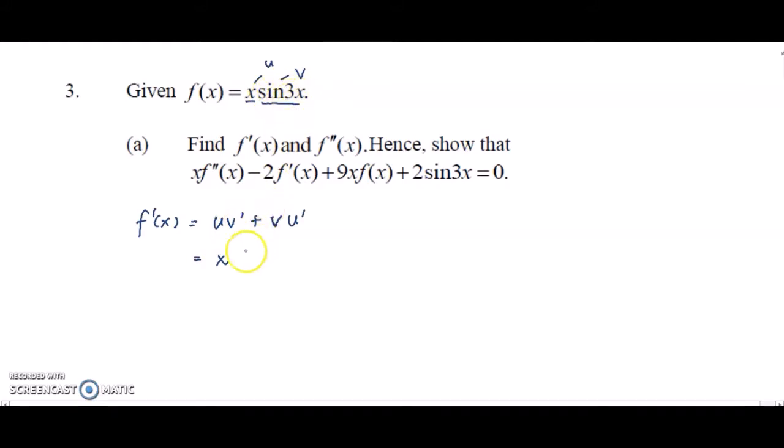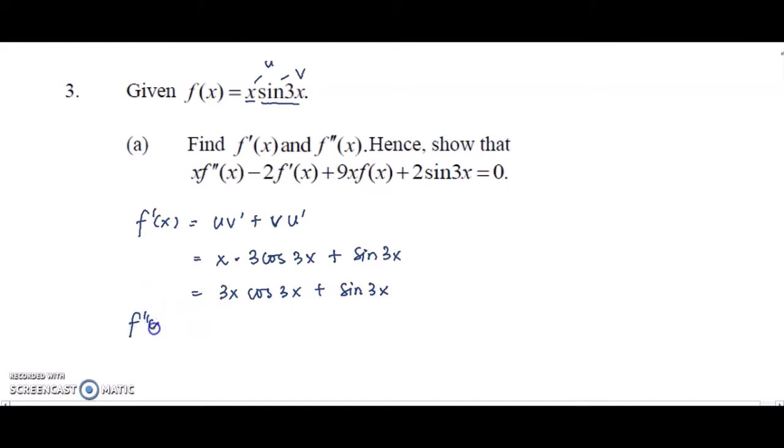V prime is differentiate the v, you got a 3 cos 3x. Plus, copy down the v, that is your sine 3x. And differentiate the u, you get 1. So you have your 3x cos 3x plus sine 3x. This is your first derivative.